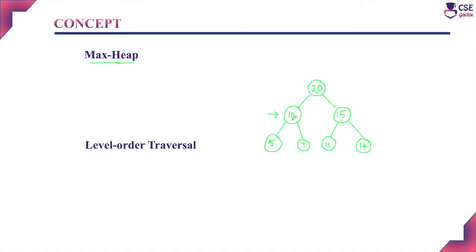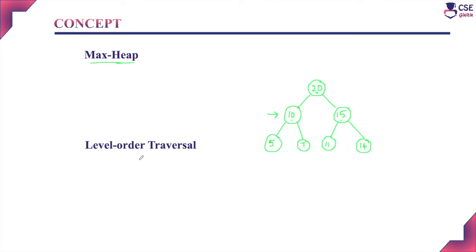Max heap is nothing but, compared to the child nodes, the root node has the largest element. So here, if you check, compared to 10 and 15, the root node is the largest element, 20. Even if you check the subtree, the child nodes are 5 and 7 and the root node is the largest element, 10. And if you check the right subtree, the child nodes are 11 and 14 and the root node is 15. So the complete heap data structure has to satisfy the property that, compared to the children nodes, the root node should hold the largest element. If the whole heap data structure satisfies this property, then that heap is a max heap data structure.